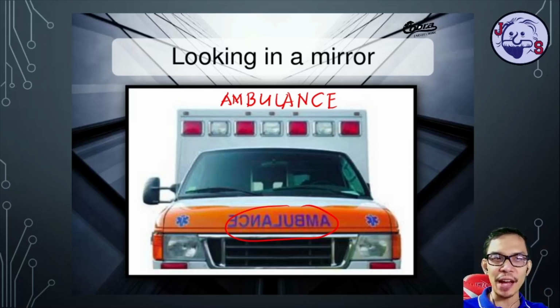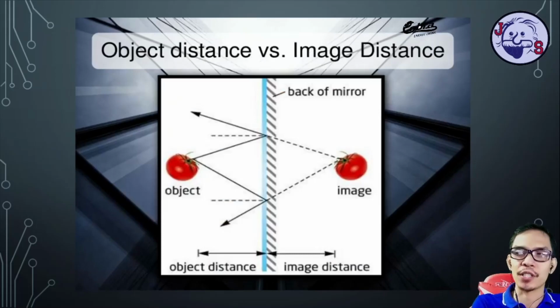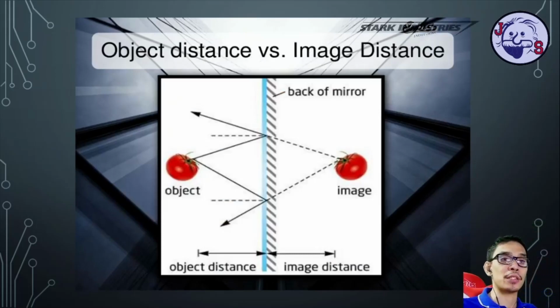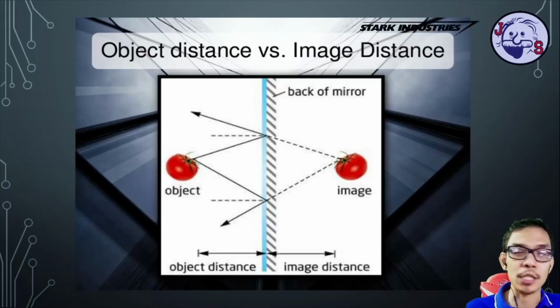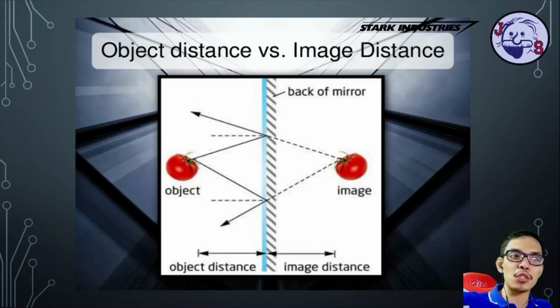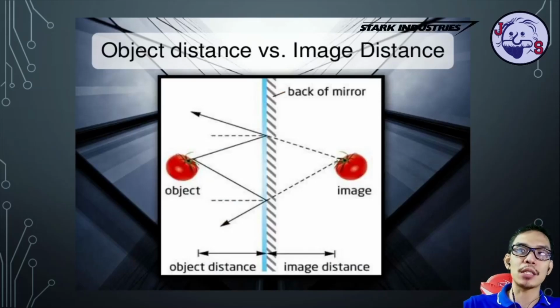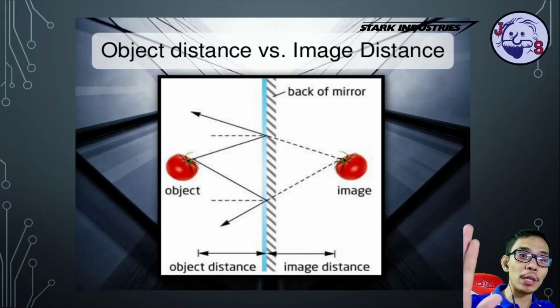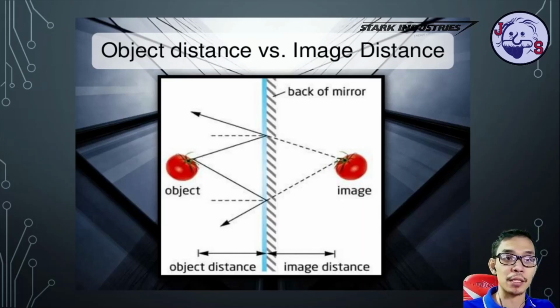When you raise your left hand, your image will raise its right hand. So that is laterally reversed. Now, how about image distance? As you can see in this picture, the image distance is the same as the object distance.